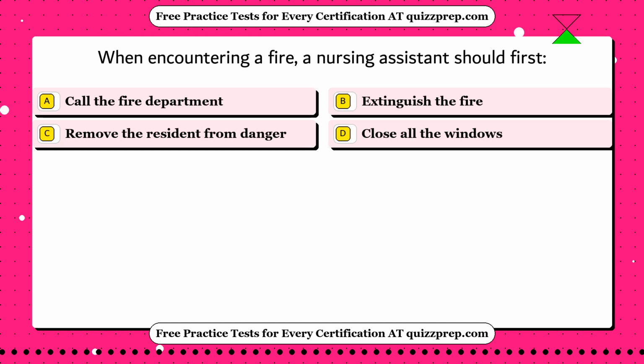Question 88. When encountering a fire, a nursing assistant should first: Option A, call the fire department. Option B, extinguish the fire. Option C, remove the resident from danger. Option D, close all the windows.